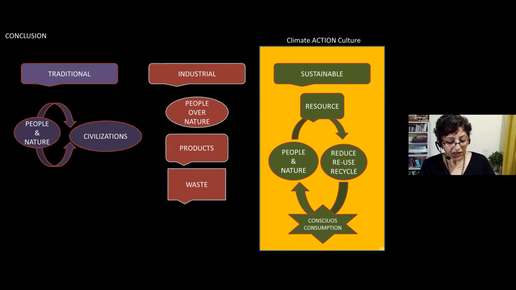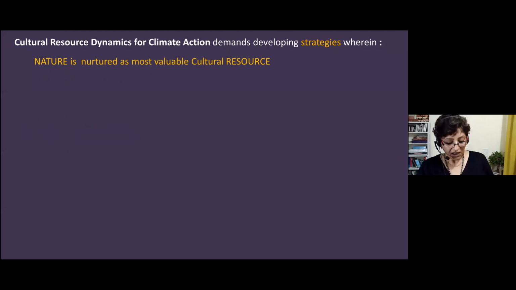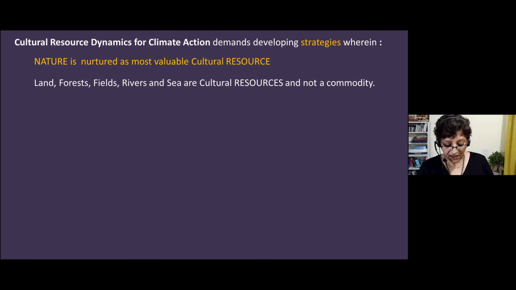In culture-led climate action for a sustainable future, we need to go back to the relationship of people and nature, to then have a culture of respect for resources, one that cares, reuses, recycles, and reduces consumption. Cultural resource dynamics for climate action demands developing strategies wherein nature, as espoused in Gaia principles, is nurtured as the most valuable cultural resource. Land, forests, fields, rivers, and sea are cultural resources and not a commodity.